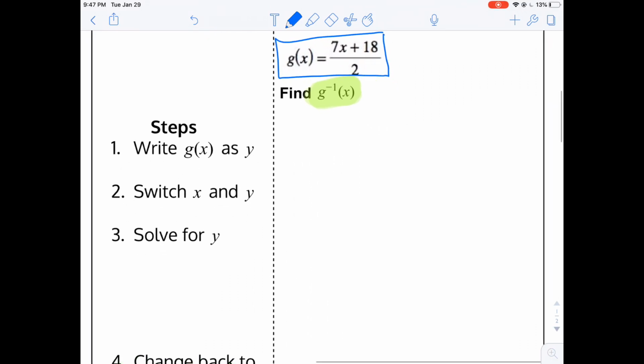So first step is to write g of x as y. So instead of writing g of x, I'm going to write the letter y equals (7x plus 18) over 2. Okay, that's my first step. That's just making it easier to do the problem. So I don't have g of x. So turning g of x into y.